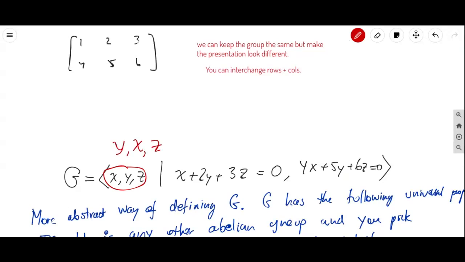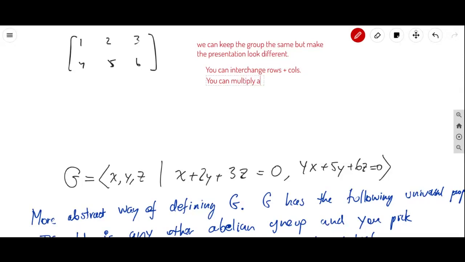So it's still the same group, right? It does not matter what order you write these in. So the columns represent the generators, the rows represent the equations. The equations can be put in any order you want, so you can interchange them, and the columns can be interchanged. So a little bit different from linear algebra is that here you can actually interchange columns.